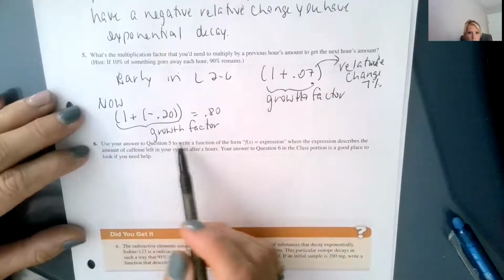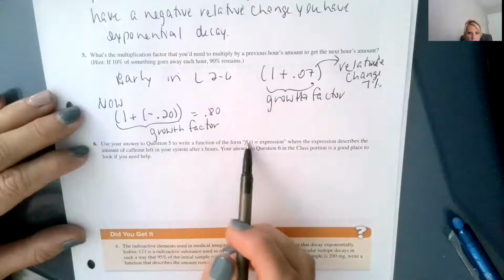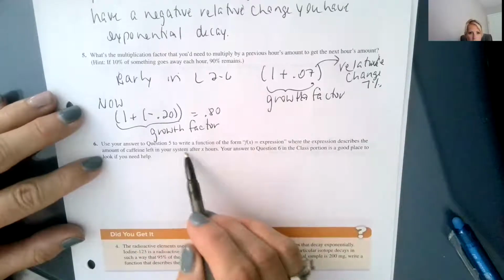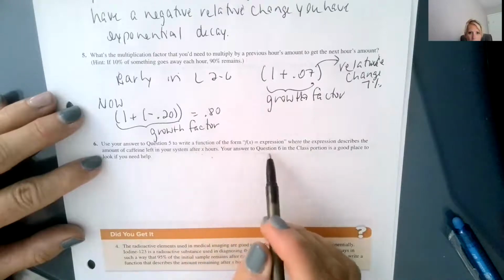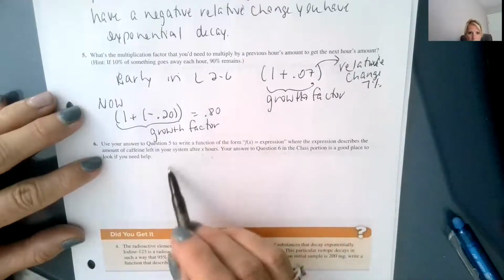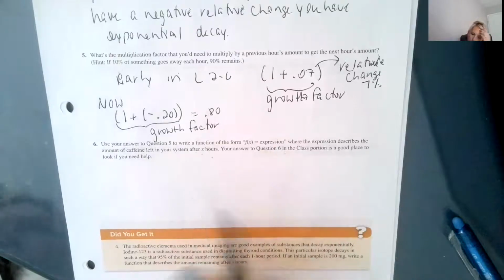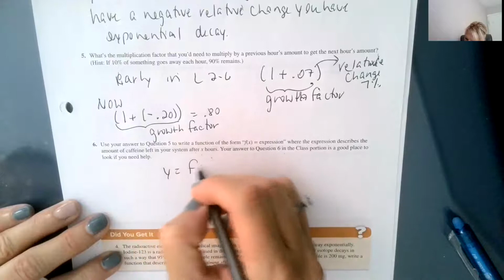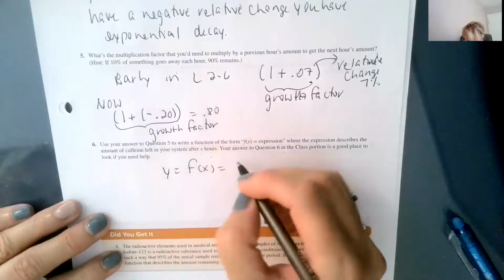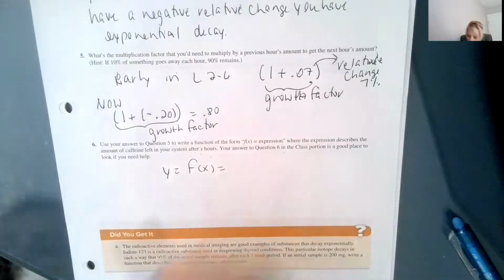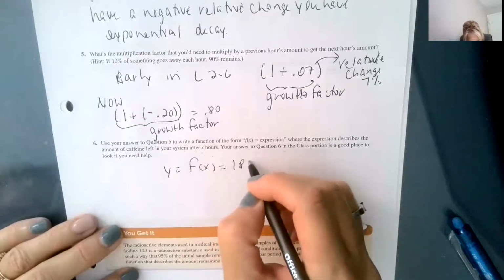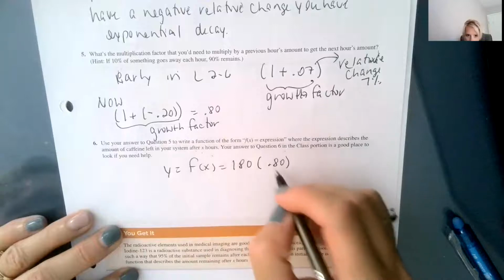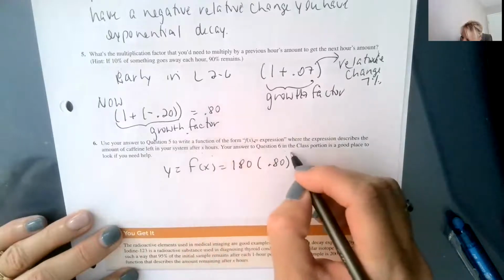So use your answer to question 5 to write a function of the form f of x equals expression, where the expression describes the amount of caffeine left in your system after x hours. Your answer in question 6 in the class portion is a good place to look if you need help. Okay, so we're going to have y equals, but it's f of x using x as hours. And we started with 180 milligrams times 0.80, our growth factor, to the x.